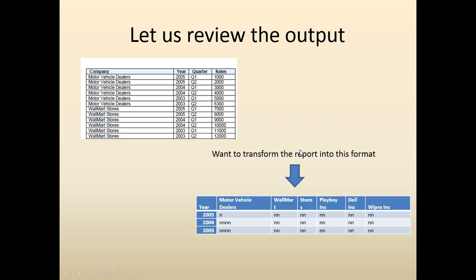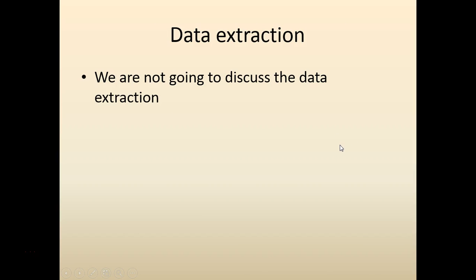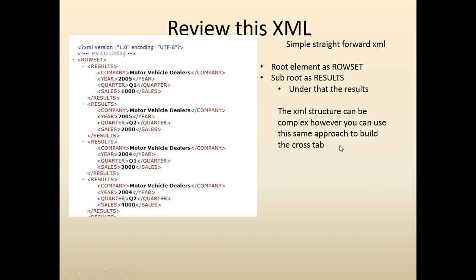So, what are we going to do? Our goal is to transform a report, something like this, to a tabular format where you're going to take the year and display the companies horizontally and display the amounts appropriately. I'm not going to discuss the data extraction part. The XML is pretty simple. It'll have results as the root, and underneath the result we'll have company, year, sales, and all the information that's required.